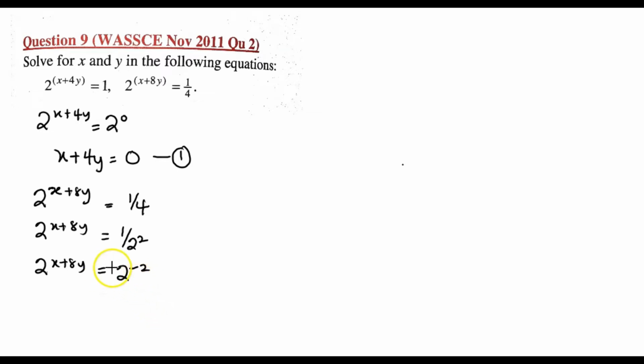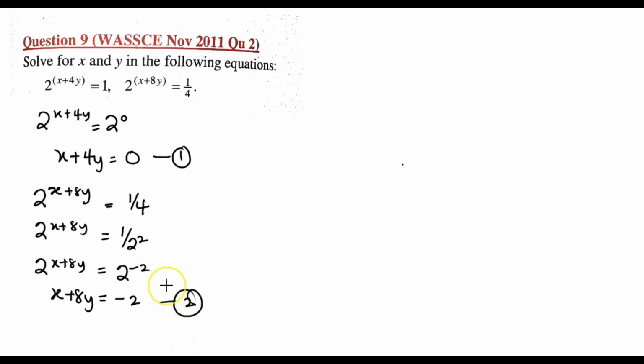Therefore, the bases are now the same, so I can do away with them and deal with the powers. That is finding the antilog to the base of 2 for both sides. And that will be given as x plus 8y equals negative 2. So that is equation number 2.